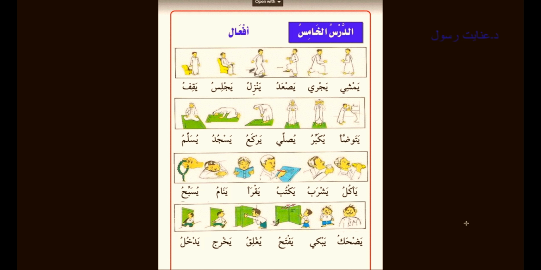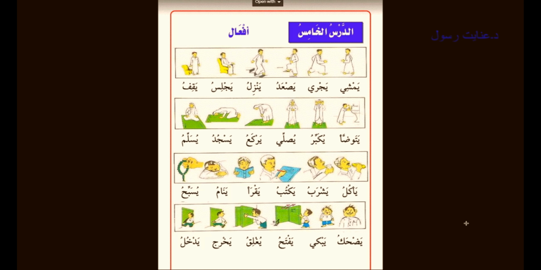هو يشرب. He is drinking. She is drinking. هي تشرب. You are drinking. أنت تشرب. You are drinking for feminine. أنت تشربين. I am drinking. أنا أشرب. نحن نشرب for plural. هو يكتب. We have seen this: هو يكتب، هي تكتب، أنت تكتب، أنت تكتبين، أنا أكتب، نحن نكتب.